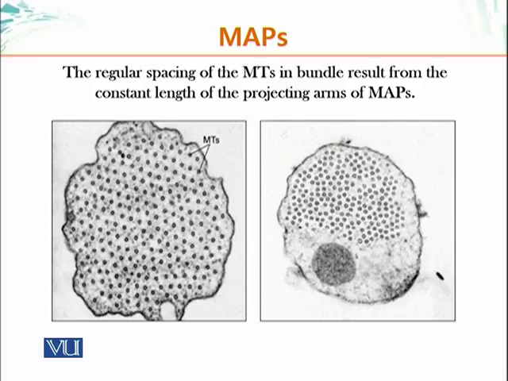Here is a cross section. You can see the arrangement of microtubules; these dots are cross sections of microtubules. When you look at a cross section of a microtubule in a cell, it will appear as a dot. One thing you would notice here is that microtubules are evenly spaced. This is because the domain of the MAP that projects out from the microtubule is of constant length, so microtubules are evenly spaced.